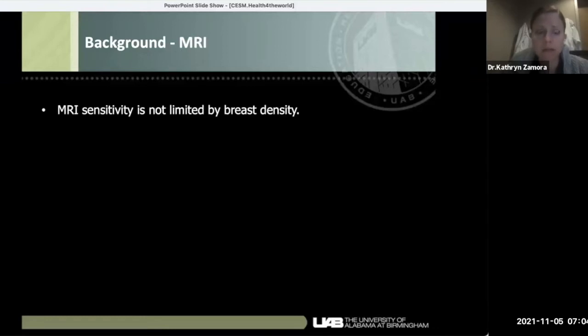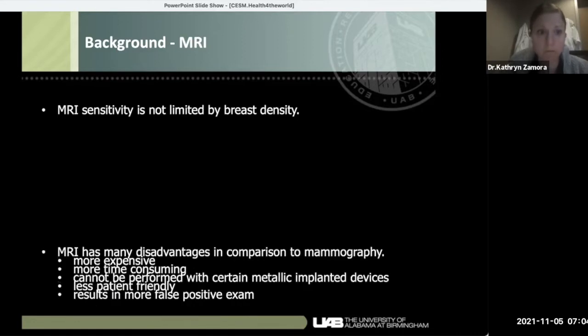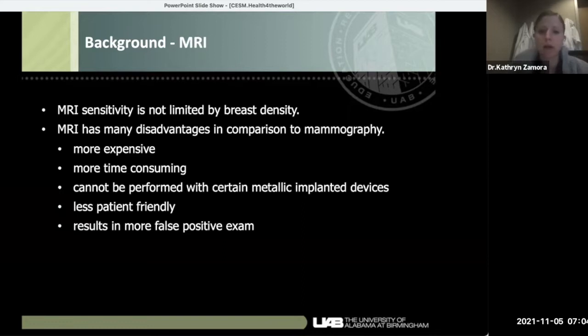MRI examinations. MRI is an exam that we can use that is not limited by breast density, which is wonderful. However, it does have a lot of disadvantages compared to mammography. One, it is extremely more expensive. Not only the machine itself, but you have to have a special room for it, and it entails a lot of additional costs, including the machine. It's a more time-consuming examination for the patient.